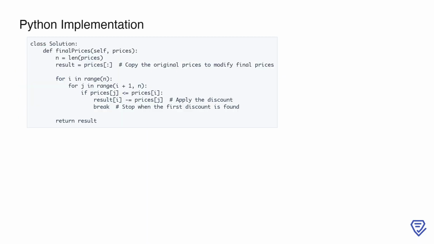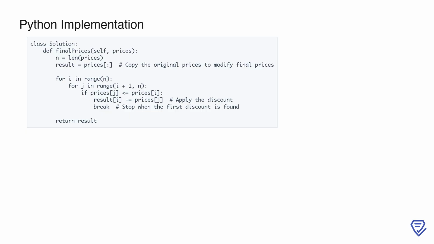The provided Python implementation solves LeetCode problem number 1475, Final Prices With a Special Discount in a Shop, using a straightforward approach. Here's the detailed explanation. 1. Initialization. The final prices function takes a list prices as input, representing the prices of items, and stores the length of the prices list for easier access. A new list, result, is created by copying prices using slicing. This ensures we have an editable list to store the final prices.